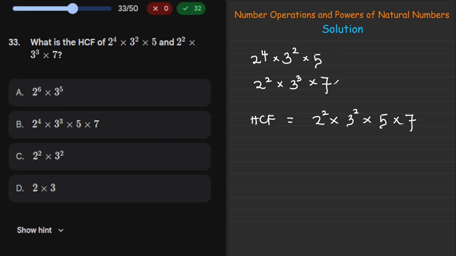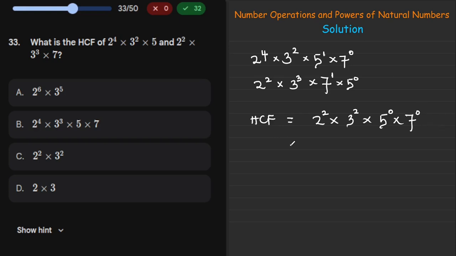Then we come to 5. This has not got a 5, so it simply means it has 5 to the power 0, and we have 1 here. The lowest is 0. And for 7, this has not got a 7, so it has a power of 0, but we have 1 here. The lowest among these is 0.